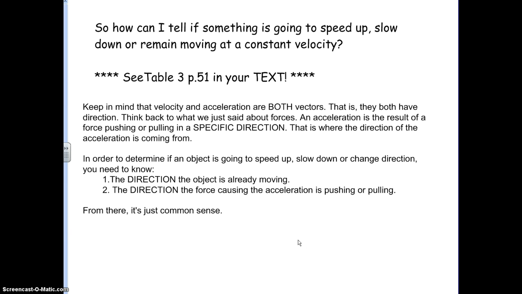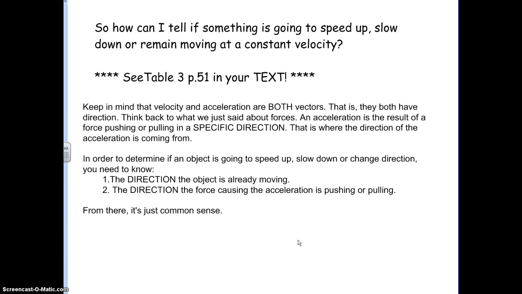One of the most important things that you can do is think about the question, how can I tell if something is going to speed up or slow down or keep moving at a constant velocity? There's a really good table on page 51 in your text. Pretty much what it says is anytime the velocity is in a positive direction and the acceleration is also in the positive direction, you're going to get an object that speeds up. And if you have a velocity in the negative direction and its acceleration is also in the negative direction, it's going to speed up. If those two signs are the same, the object's going to speed up.